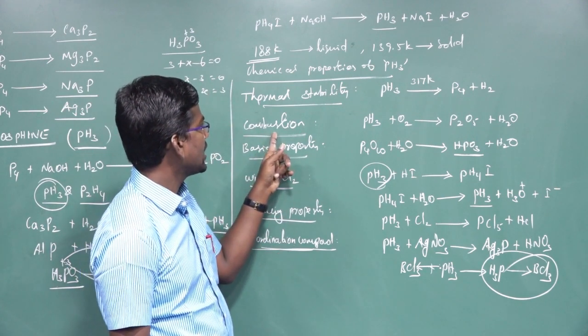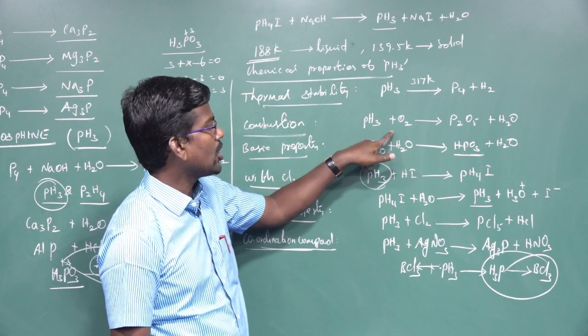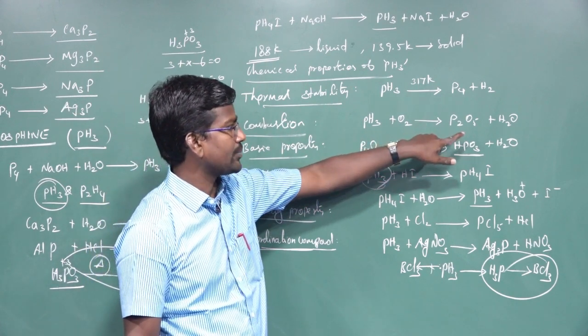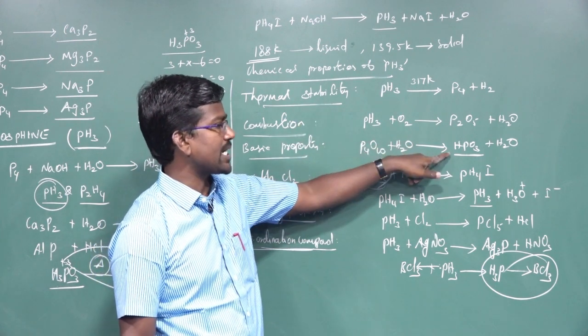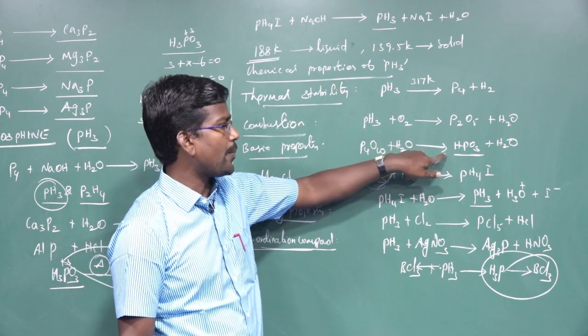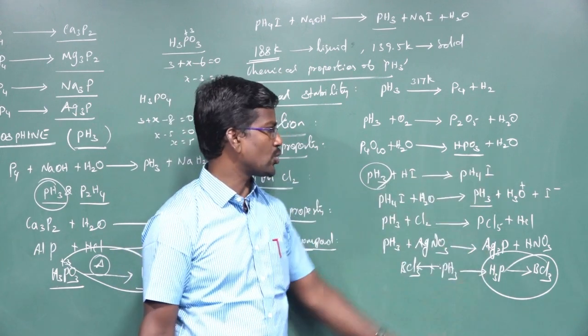Another one, combustion. Phosphine burns in air to produce phosphorus pentoxide and water. That phosphorus pentoxide dissolves in water to form metaphosphoric acid, HPO3, with H2O removed.